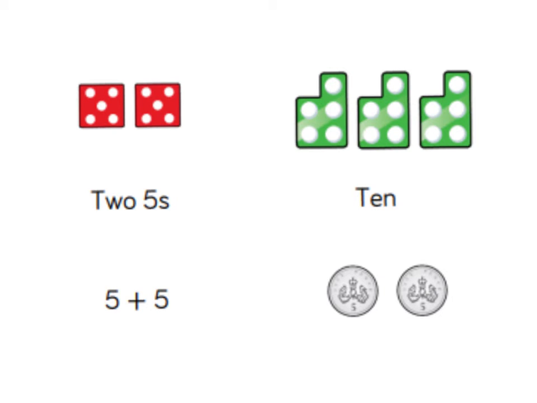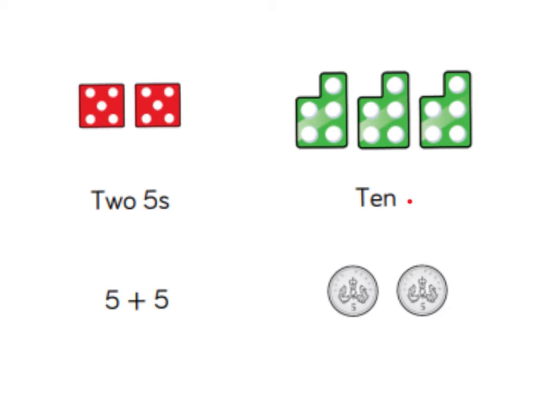Have a look at this slide now. Which one of these does not belong? Pause the video while you try to work it out. Okay, let's work it out. Here we can see 5 and 5, which makes 10. 2 5s also make 10. 5 plus 5 make 10. 5p and 5p make 10.